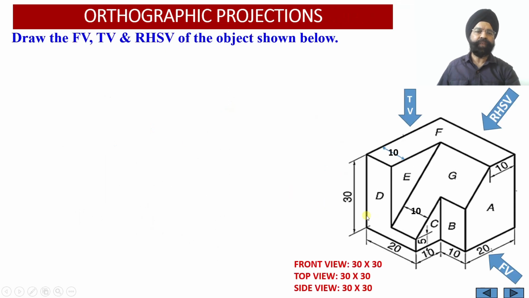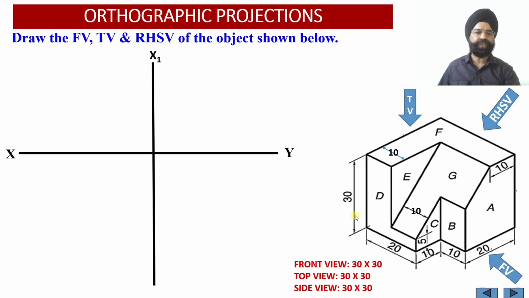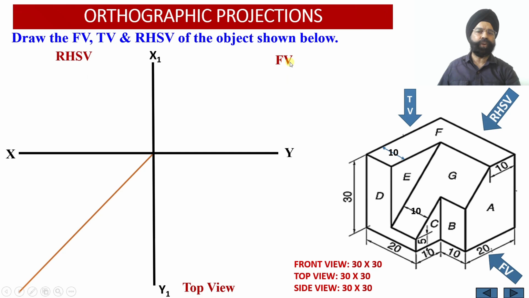Now let us start evaluating the orthographic projections of the solid. The XY reference line we have drawn, and then the X1Y1 reference line also has been drawn. Now this is our transfer line which will be used to transfer the distances from the top view, that is along the depth direction, onto the side view over here. Since we are required to draw the front view, top view and the right hand side view, the front view will be drawn above the XY reference line, the top view will be drawn below the XY reference line, and the right hand side view will be drawn on the left hand side of the front view, right?